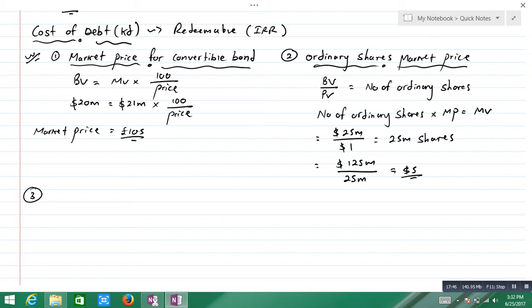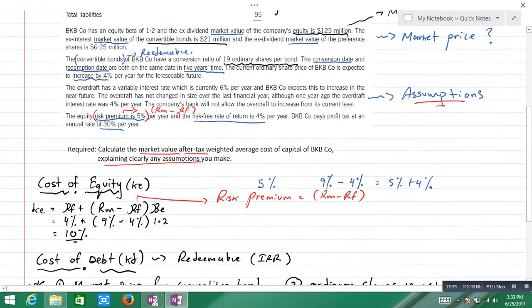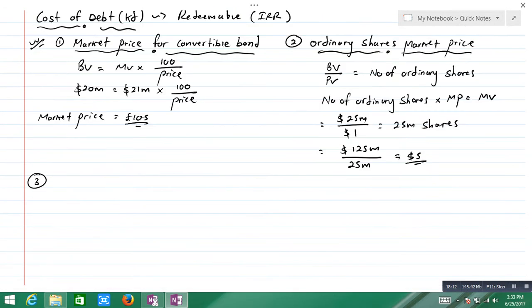So it's basically conversion and redemption both together. Before we convert, if you look at it here, we also have the current ordinary share price expected to increase by 4% per year for the foreseeable future. So that means it's going to be for 5 years. So how much is the share price in 5 years' time? Let's calculate that. Share price in 5 years' time.